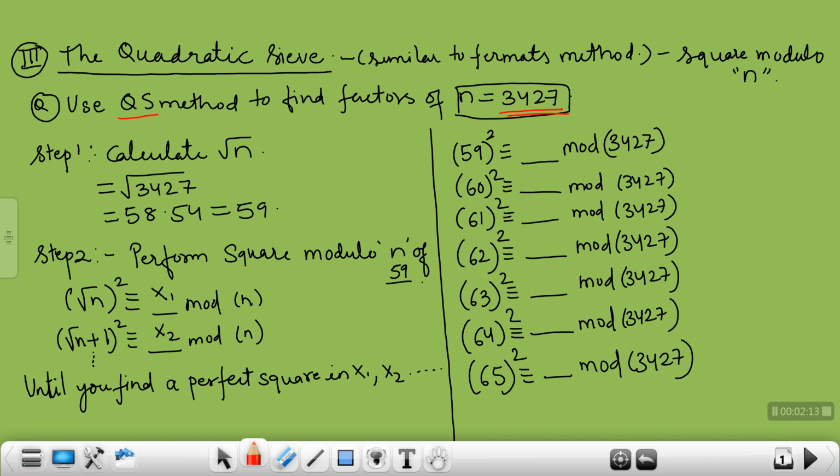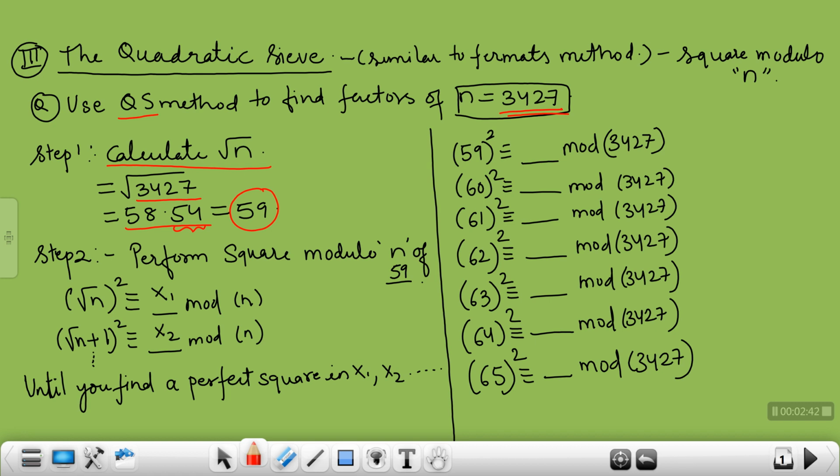In step number 1, we need to calculate the square root of n. My n value is 3427. I get the square root as 58.5408 something, so I directly round it off to 59. Irrespective of what digits follow the decimal point, whether 01, 02, 03, you have to directly round it off to the next value. So I have rounded 58.54 to 59.